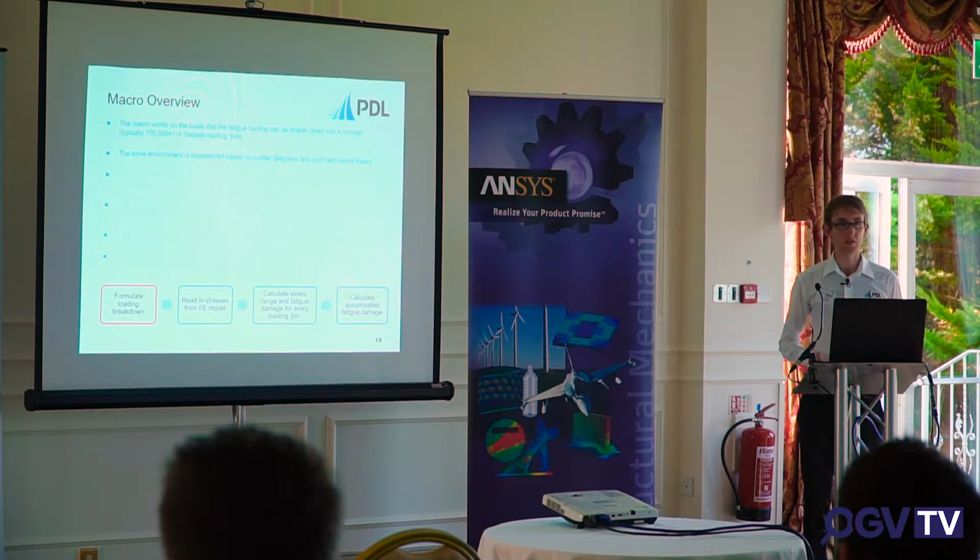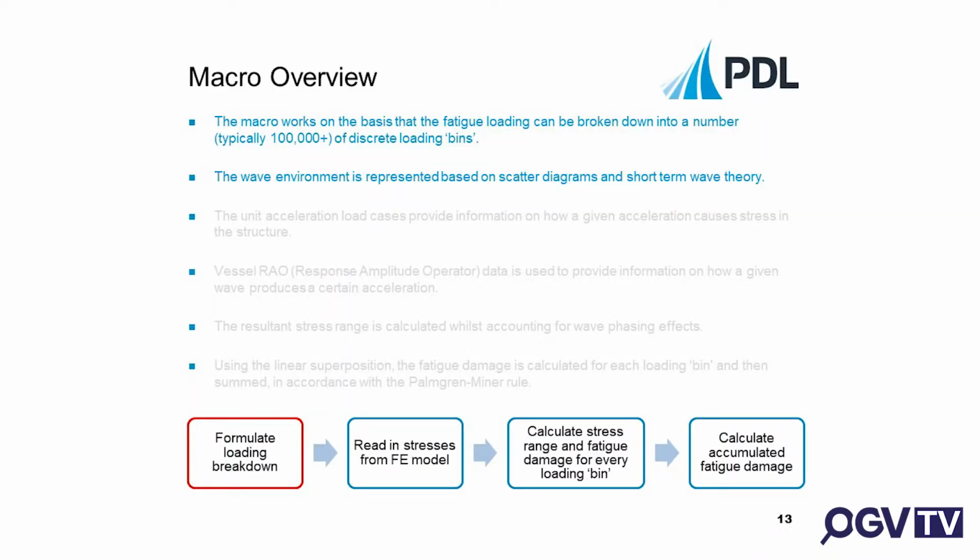Macros don't have nice images, so I just have a little chart. But the first step is basically we have to formulate our loading breakdown. The basis of the macro is that you first break a loading down into lots of bins, into a time series if you like, lots of bins that represent waves. But waves also coupled with the fact that it's this wave, this vessel heading and this operational scenario. So that's the basis.